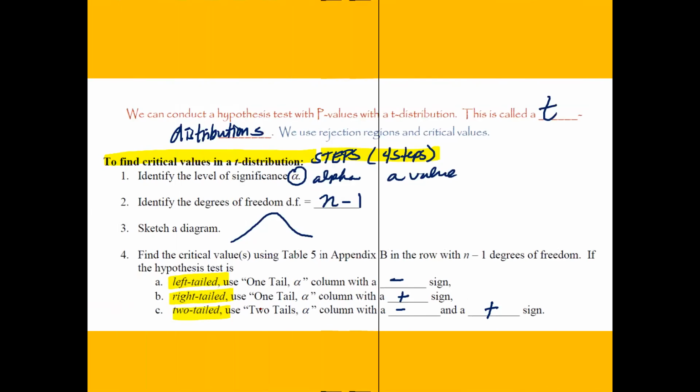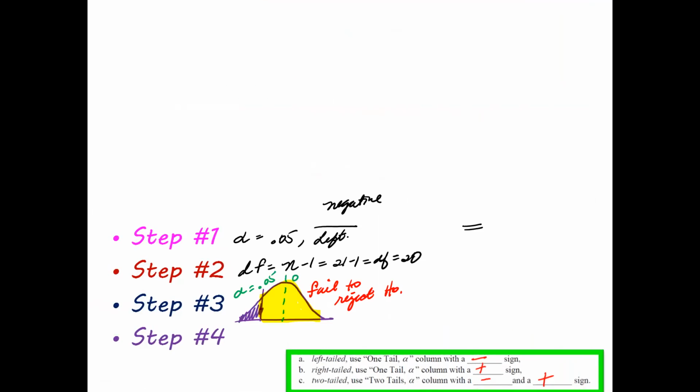All right, so then going on to step number 4, you know that your t-value, which is right here, is negative 1.725, and then that is it.